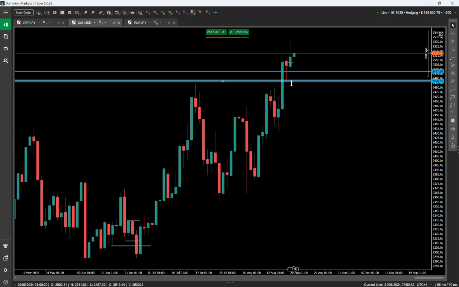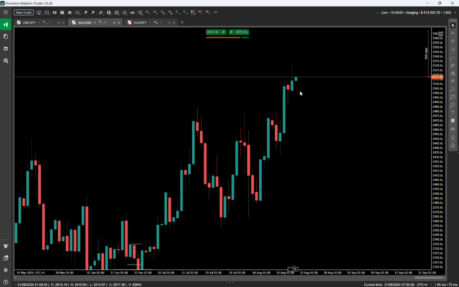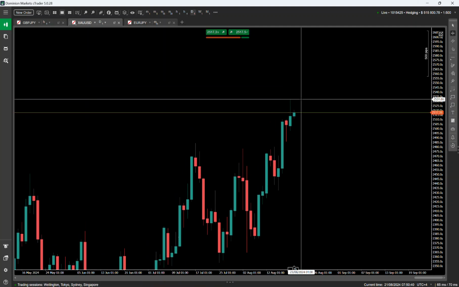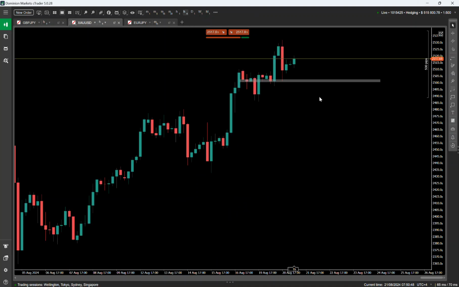Let's start off on the daily, and we can clearly see that the daily has created these highs of the highs of the highs. We've tapped into 25.31. We've also created a support on the daily. Let's dive down to the 4-hour time frame.